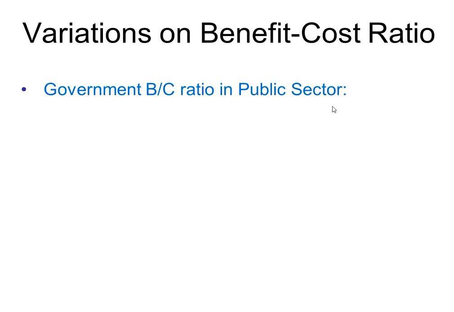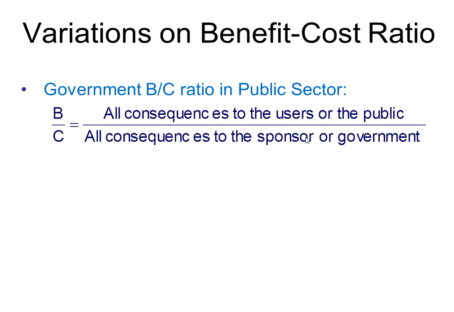And here, as an example of government benefit-to-cost ratio in the public sector, what we do is we take, as a benefit, all consequences to the users or the public. And as a cost, we take all the consequences to the sponsor or government. And then evaluate it like that.